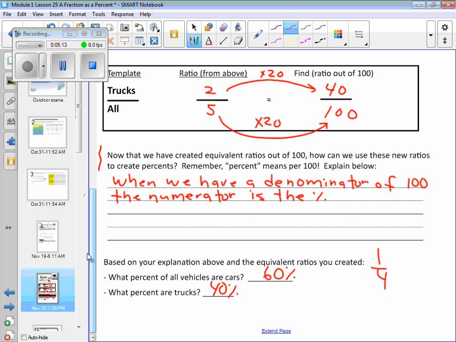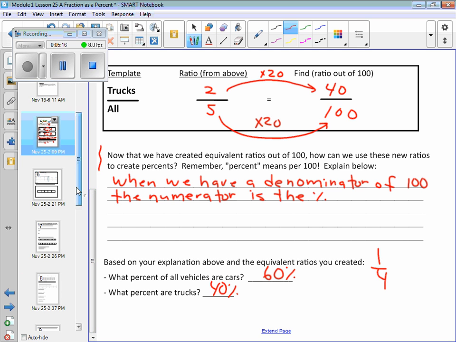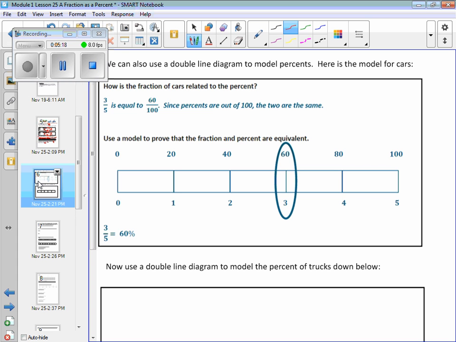Page 2 is going to show us that same problem using a double line diagram. I've got to show it to you both ways just in case you see it on a state test either way. The fraction or ratio of cars to whole vehicles was 3/5, which we determined was equal to 60 over 100. The way that they model that is they have a double line diagram that they've broken up into 5 segments.